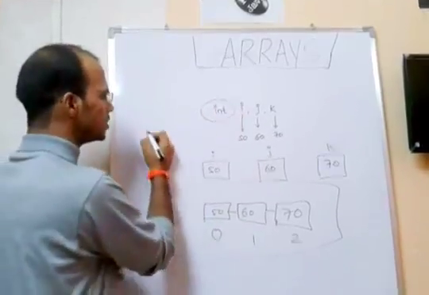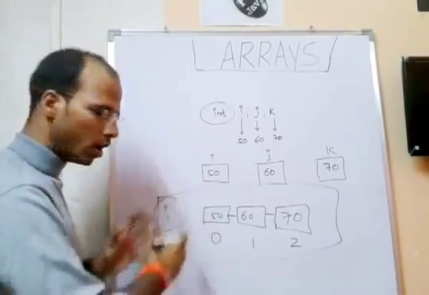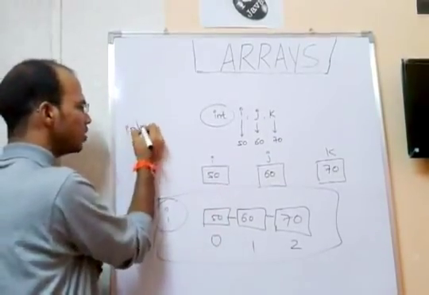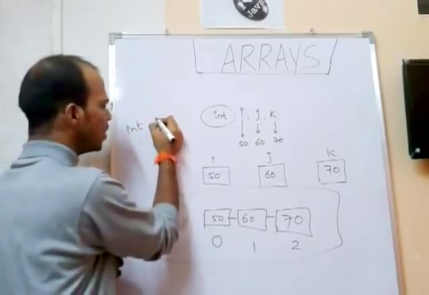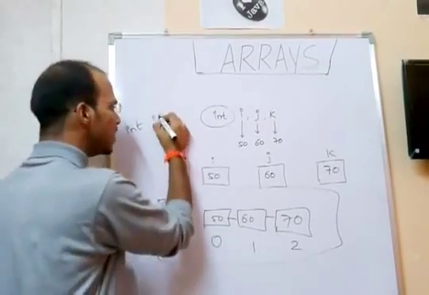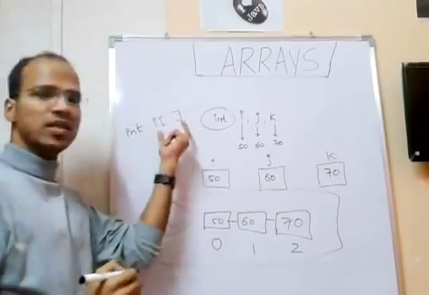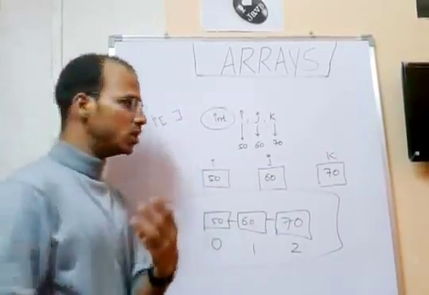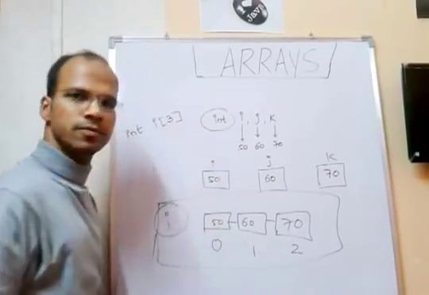And if you want to create this array in C, you can create it using the type. After the type, you have to define the variable and you have to give the size. This will define the size of your train or size of your array. Here we are taking only 3. So the size of the array is 3.